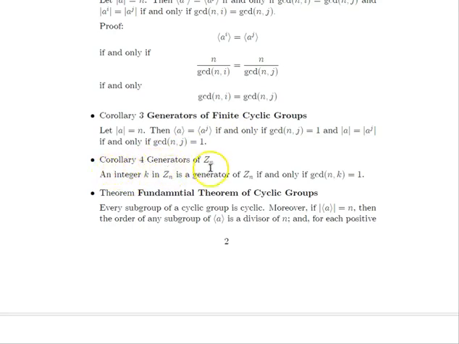Corollary 4. Generators of Zn. An integer k in Zn is a generator of Zn if and only if n and k are relatively prime. So Zn has as many generators as the numbers from 1 to n minus 1 relatively prime to n.